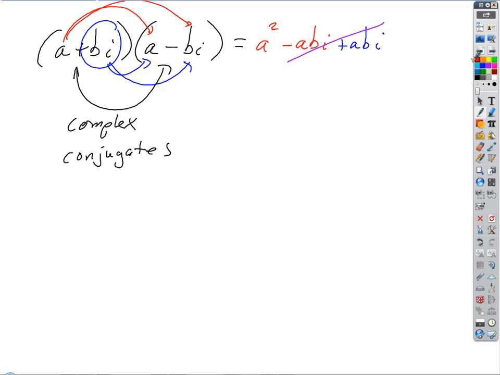The last term is bi times negative bi, so that's minus b squared i squared. But what's i squared equal to? Negative 1. So that makes that term positive, doesn't it? So what do we end up with? When we multiply complex conjugates, we just get a squared plus b squared every time. Every time. Easy. So let's practice a couple of those, because you can get the answer without having to do any distribution. It always follows the pattern: a plus bi times a minus bi equals a squared plus b squared.